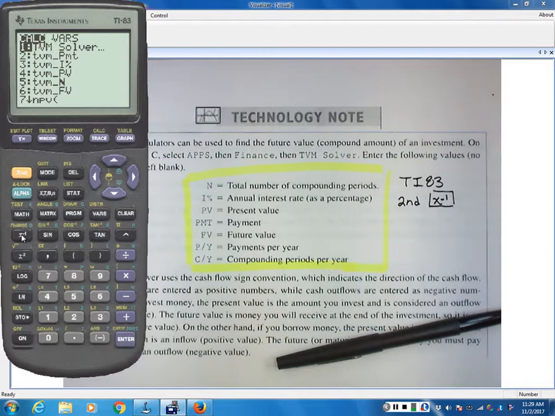There it is. So, does anybody have an 84 and you can't find it? Because the 84 is different, and it depends on which 84 you've got. If you've got one of the earliest ones, it's located in one place. If you've got one of the newer ones, but not the C, then it's in a different place. So look and make sure that you can find the TVM solver on your calculator. Is anybody not finding it?